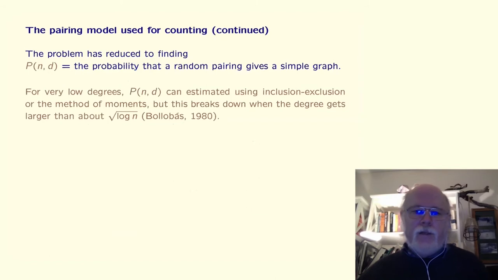For very low degrees, you can estimate this probability using inclusion-exclusion, or the method of moments. What happens is that you get an alternating series whose terms become much bigger than the value of the sum. And because you can only approximate the values of the terms, this method breaks down when the degree gets up to about square root of log n. And Bollobás did that in 1980.